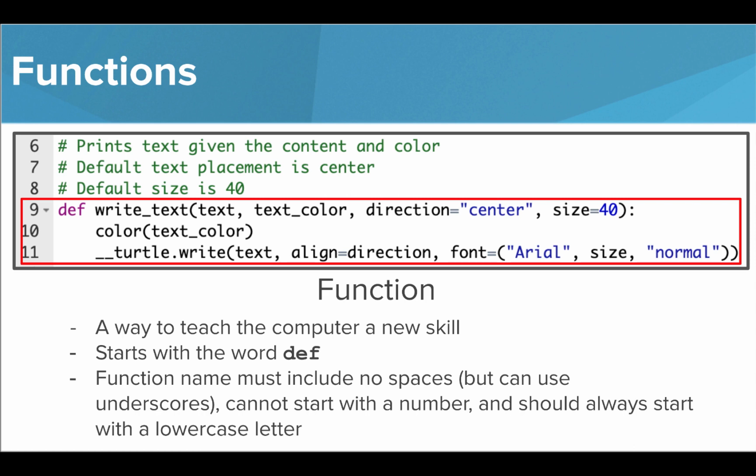But for now, just remember that to define a function, we need to use the word def and then write the name of the function. Some rules to remember when naming functions are that function names can include underscores but not spaces, cannot start the name with a number, and should start with a lowercase letter, similar to how we name variables.